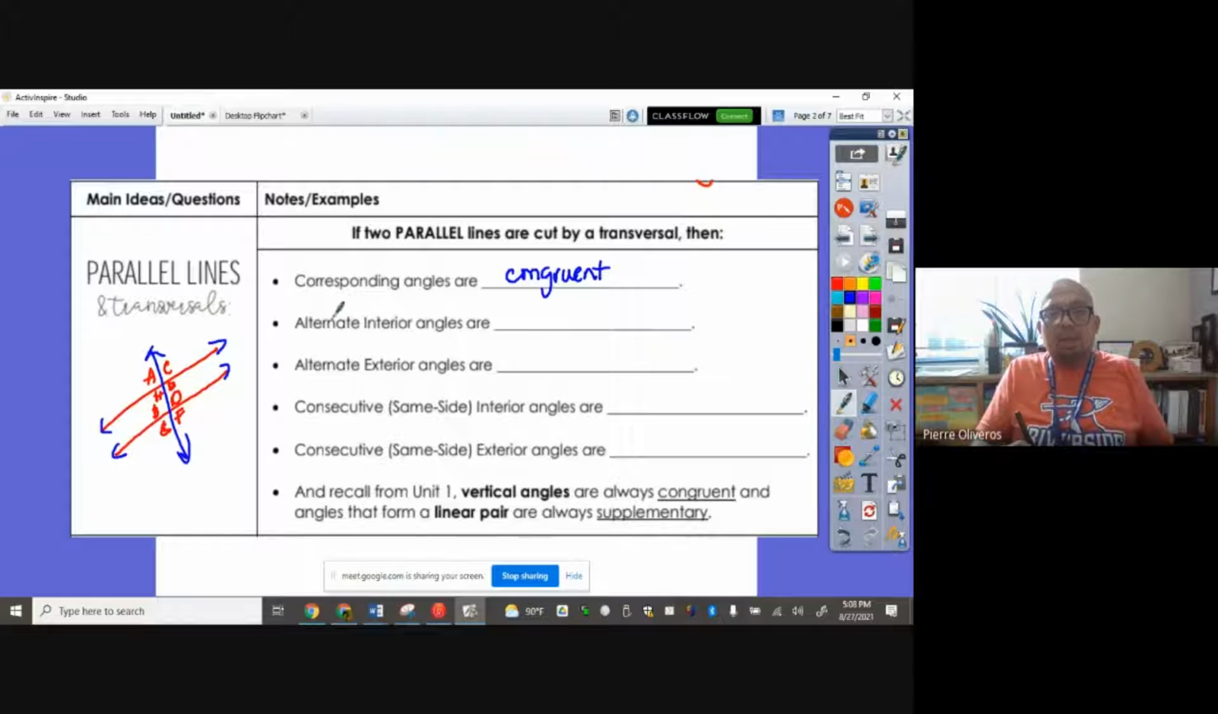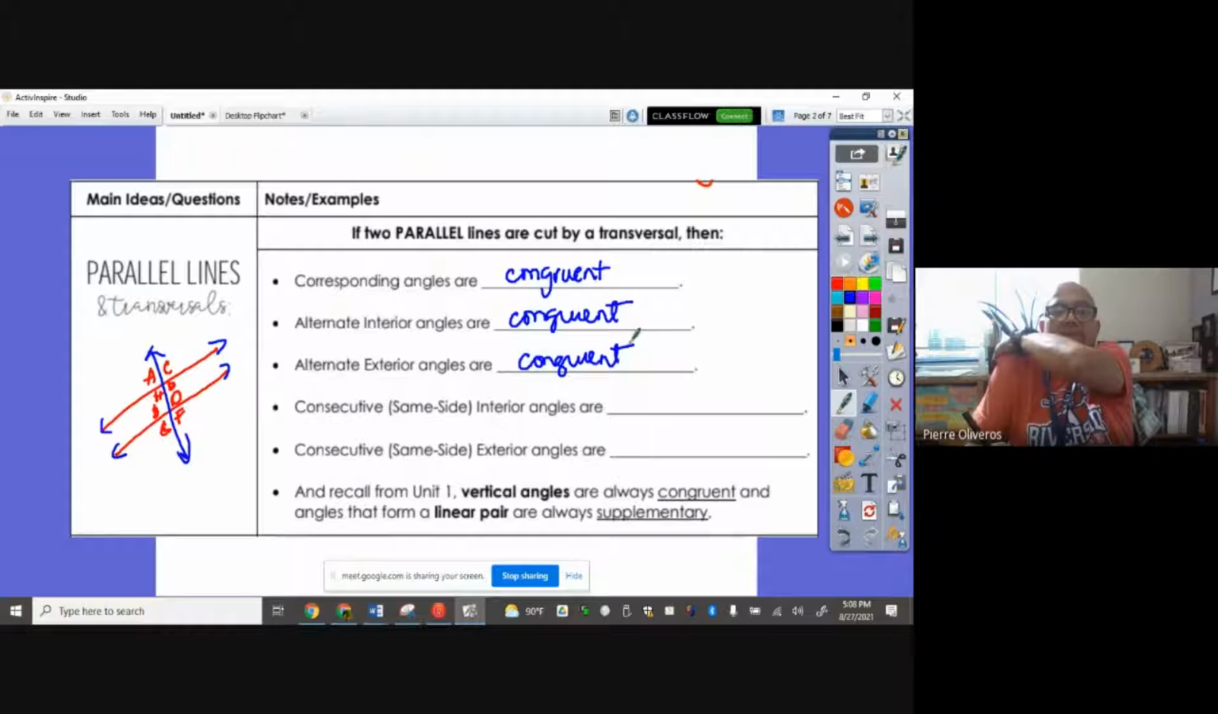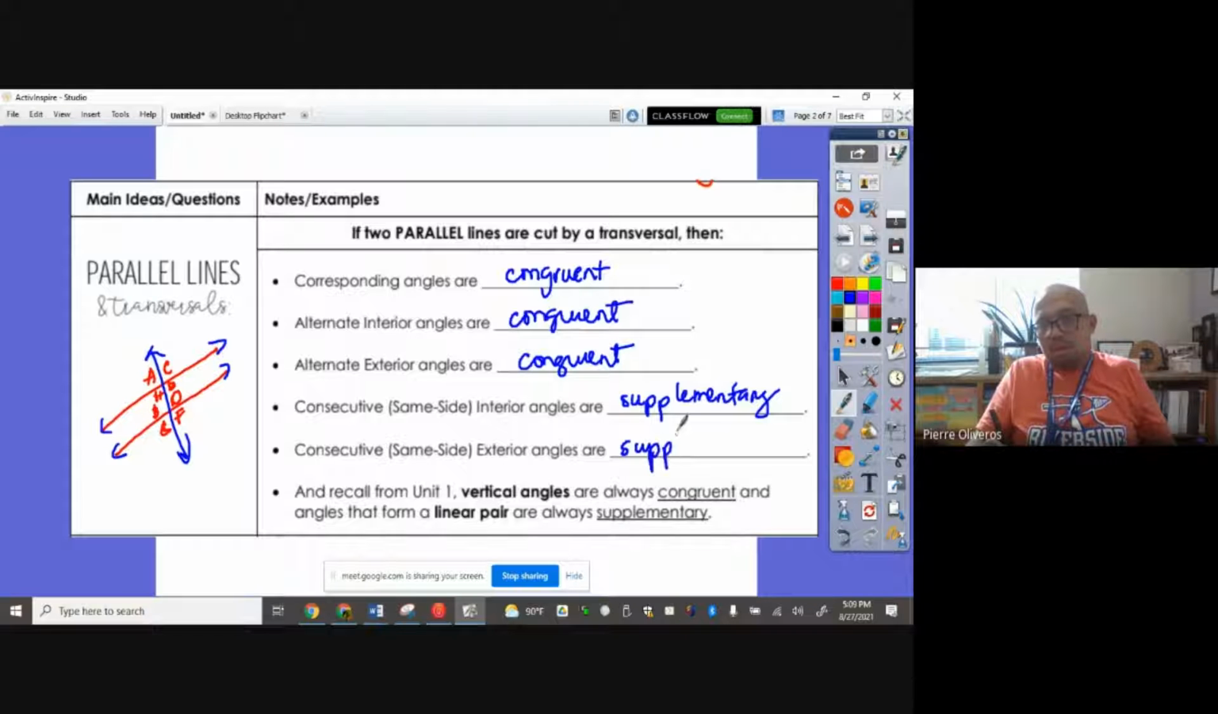measure wise. Alternate interior angles are going to be congruent also. Alternate exterior angles are going to be congruent, or equal value. Consecutive same side interior angles are going to be supplementary. That means when you add their angle measurements, it is equal to 180 degrees. Consecutive same side exterior will also be supplementary.